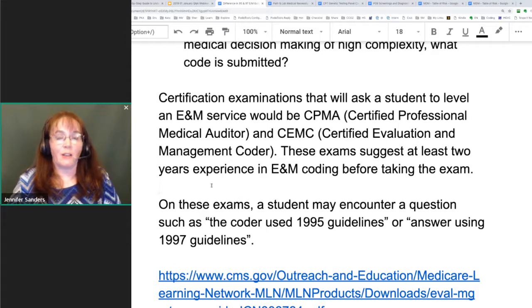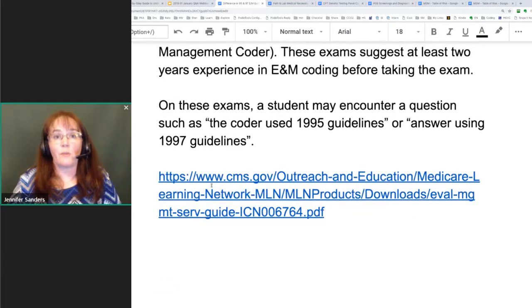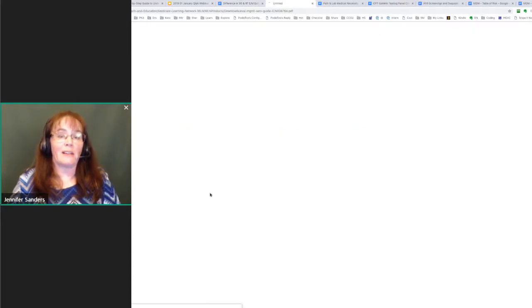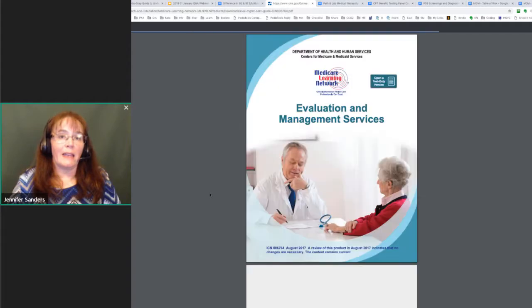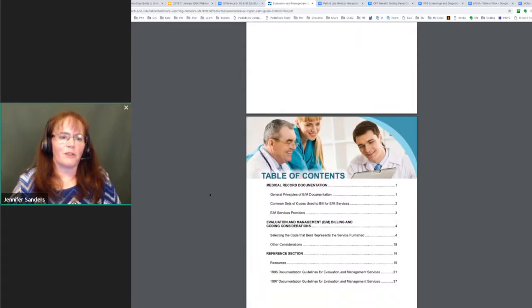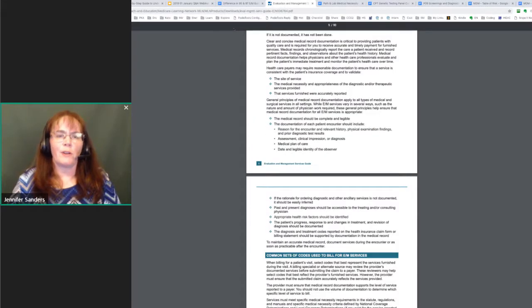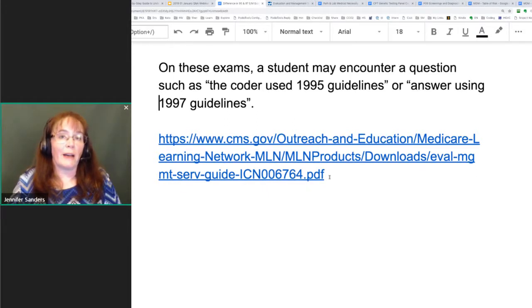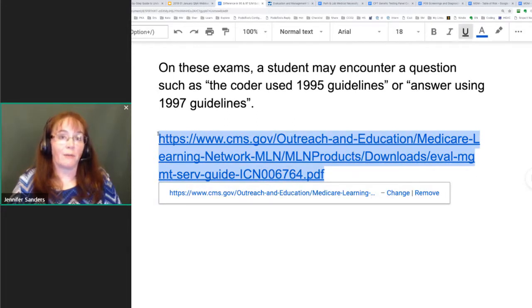The website that I included here is the CMS website. They break out 95 and 97. It's a whole booklet, and it gives you all of the information you would need. It's like 98 pages or something, but it breaks it down for you. It tells you all the bullets of those specialty exams in 1997. So it's a very useful tool. I actually keep it saved on my desktop and refer to it often.